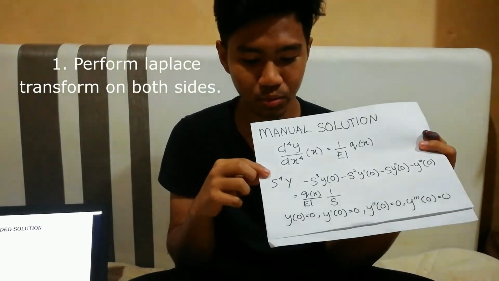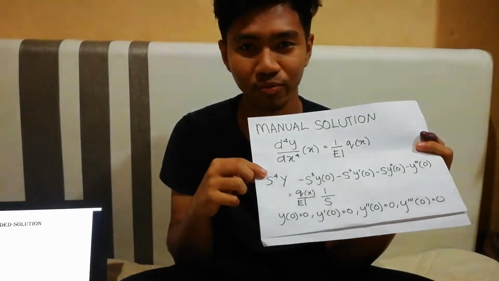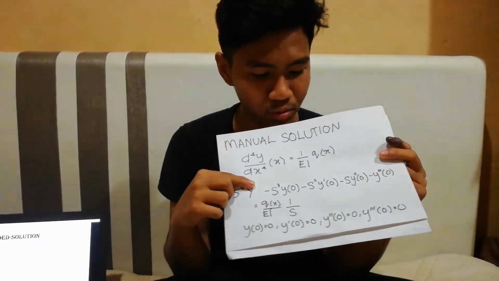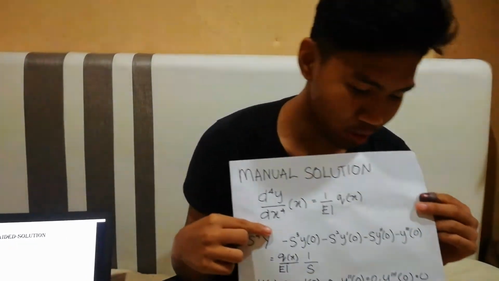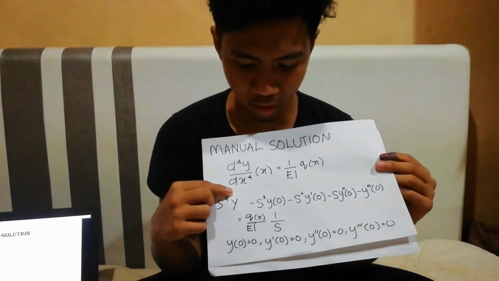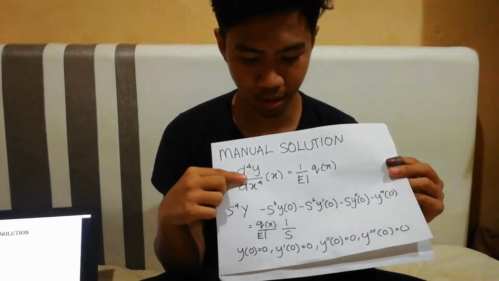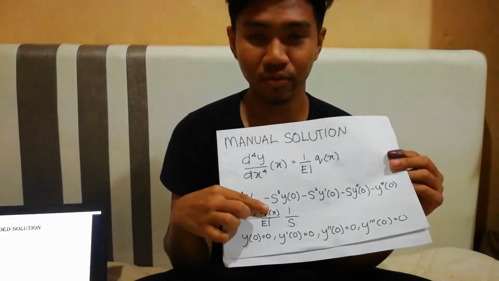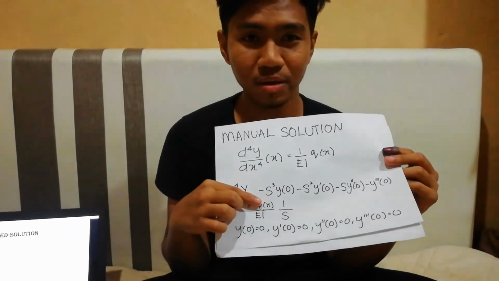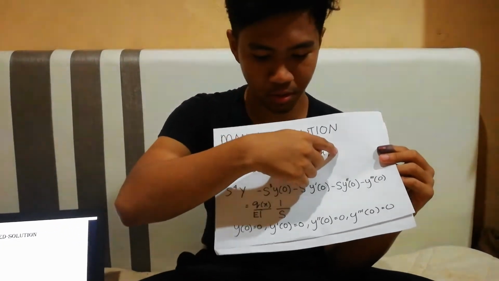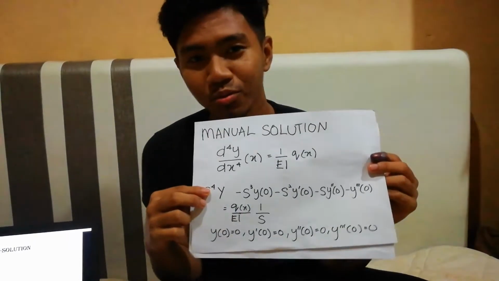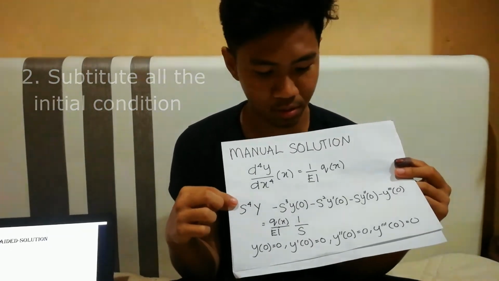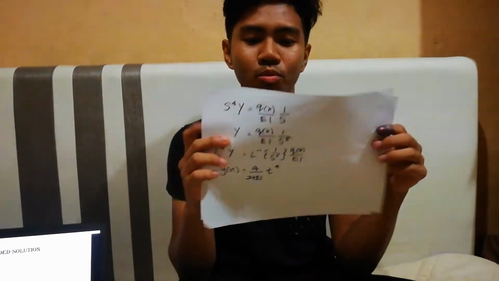On the left side we get s to the power of 4 Y(s) minus s cubed y(0) minus s squared y'(0) minus s y''(0) minus y'''(0), while the right side is equal to q(x) over EI multiplied by 1 over s. The 1 over s comes from the Laplace transform of the 1 here. Then we substitute all the initial conditions into the equation, and we get this.